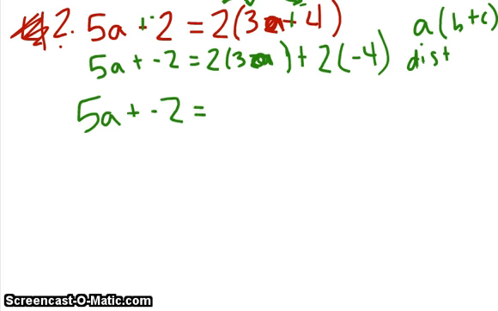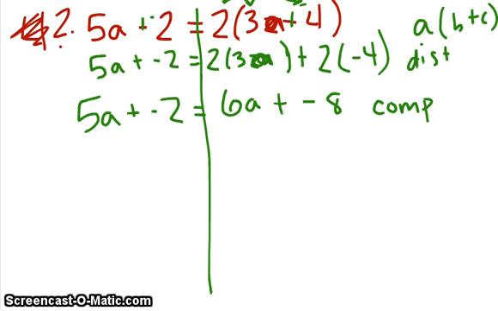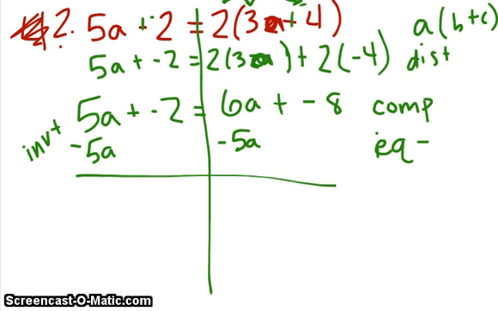So we end up with 5a plus negative 2 equals 2 times the quantity of 3a. And 2 times 3 is 6, so we get 6a. Plus 2 times negative 4. 2 times 4 is 8. Positive times negative is negative, so we get negative 8. That's our compute. We added, subtracted, multiplied, or divided. Alright, now we want the variables on one side of the equation. So I'm going to move my 5a over. So I subtract 5a from both sides. That's my inverse of addition. I'm getting rid of adding a 5a. But I'm subtracting on both sides, so that's my equality property of subtraction.